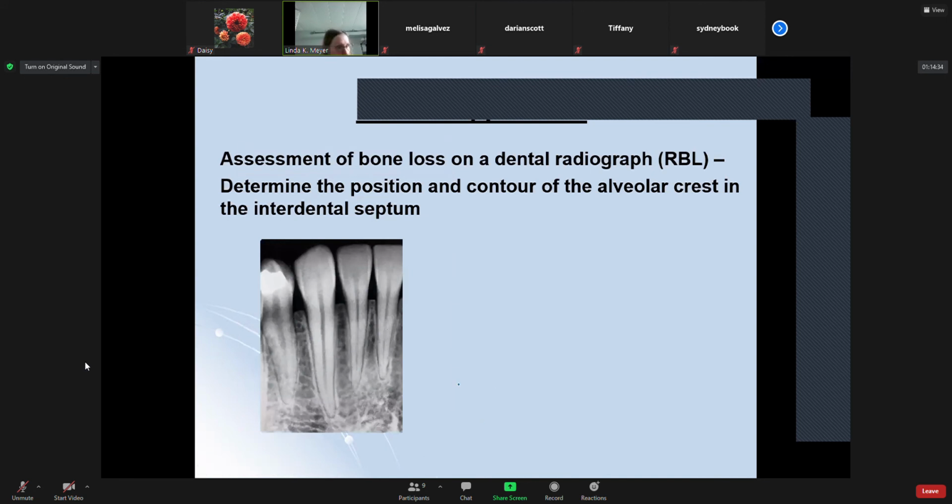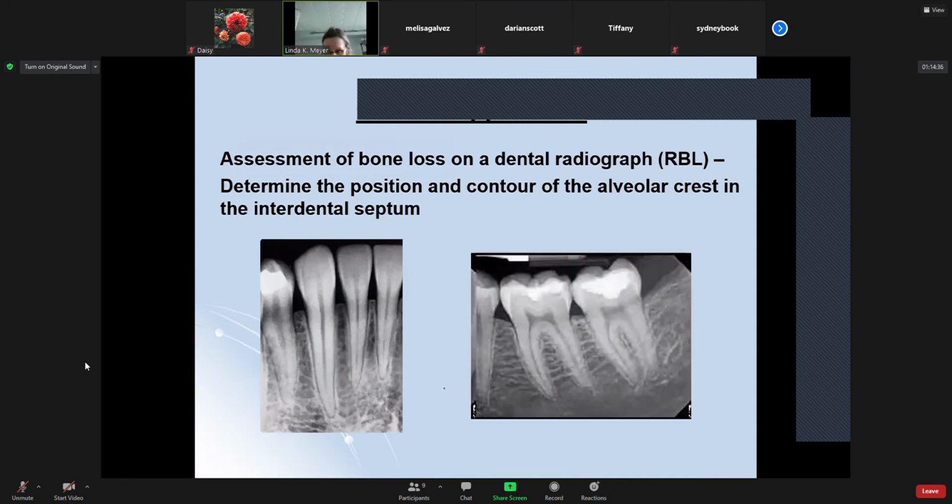Okay, the clinical application I just want to show you is that you're actually going to be looking at the position and contour of this alveolar crest in the interdental septum. We're going to come back to that, but I just wanted you to understand why an awareness of these areas is so critical.